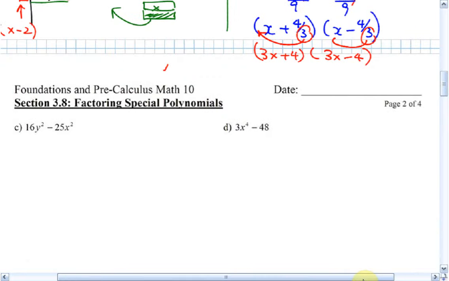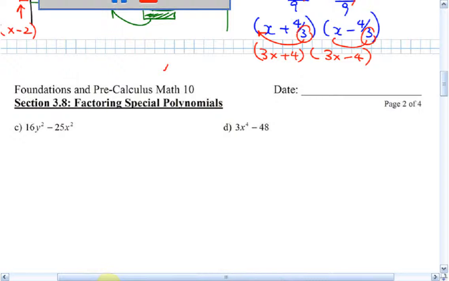Try 1C and 1D, please. Factor out the GCF. Shh. I got 5 minutes left. Patrick, you want to put away your phone?